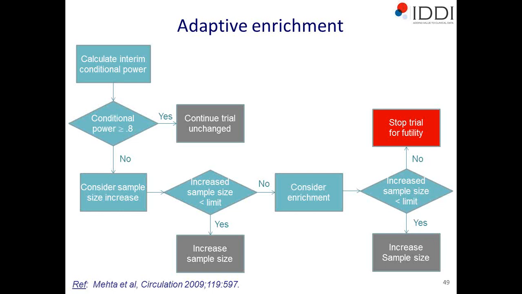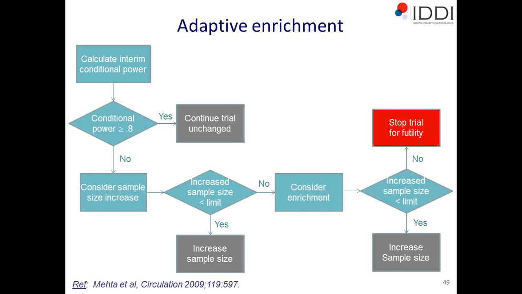And as I showed you on the previous slide, you could effectively increase the power of your trial by including only these patients. Of course, if also in this subpopulation the increase of the sample size would go over your limit, there's nothing else you can do. You would just stop the trial and claim futility.